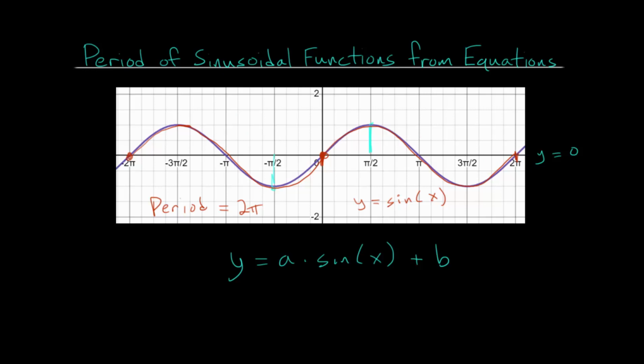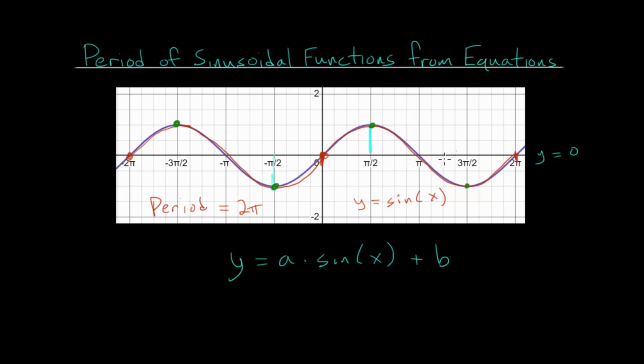Now, I mentioned we could also define the period in another way. We can look at it as the distance between consecutive maximum points, and this difference here would also be 2 pi if you calculate that. Or it could be the distance between consecutive minimum points, which again would be 2 pi.